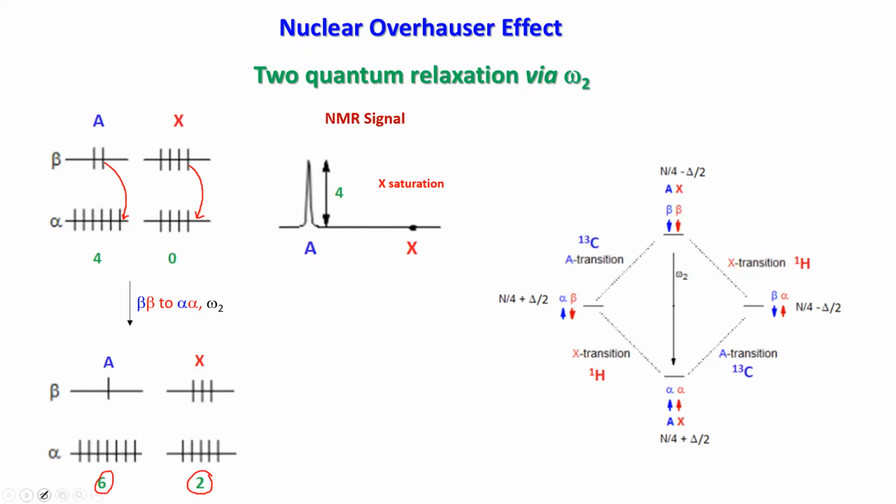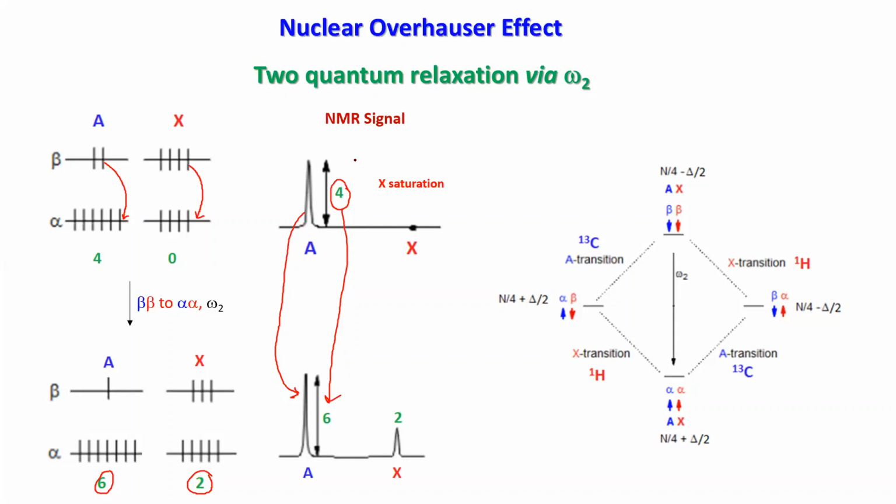What will be the situation for the signaling? Signaling will be 6 for A and 2 for X. Now what you have observed here is that when you are allowing the beta beta to alpha alpha transition, the intensity has increased to 6 for the 13C or the A nuclei. Okay, so the intensity has increased.